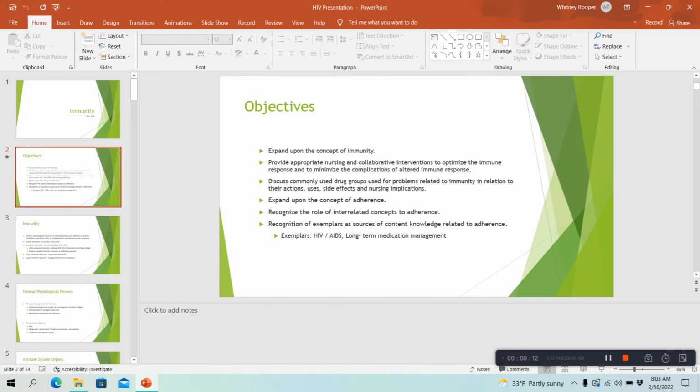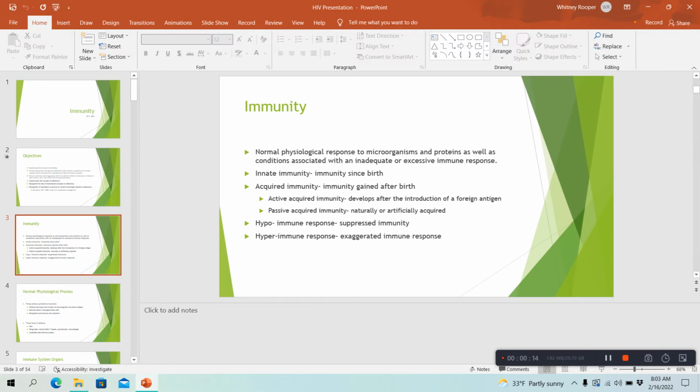So starting with immunity, we have that normal physiological response to pathogens that enter our body, how our immune system should respond to them. We may have suppressed immunity or excessive, which is exaggerated. So people that have allergies, things like that, that would be that hyper-exaggerated response. So you have innate immunity since birth. This is not going to be on your test, so don't be memorizing this stuff. This is just, again, your review of this stuff.